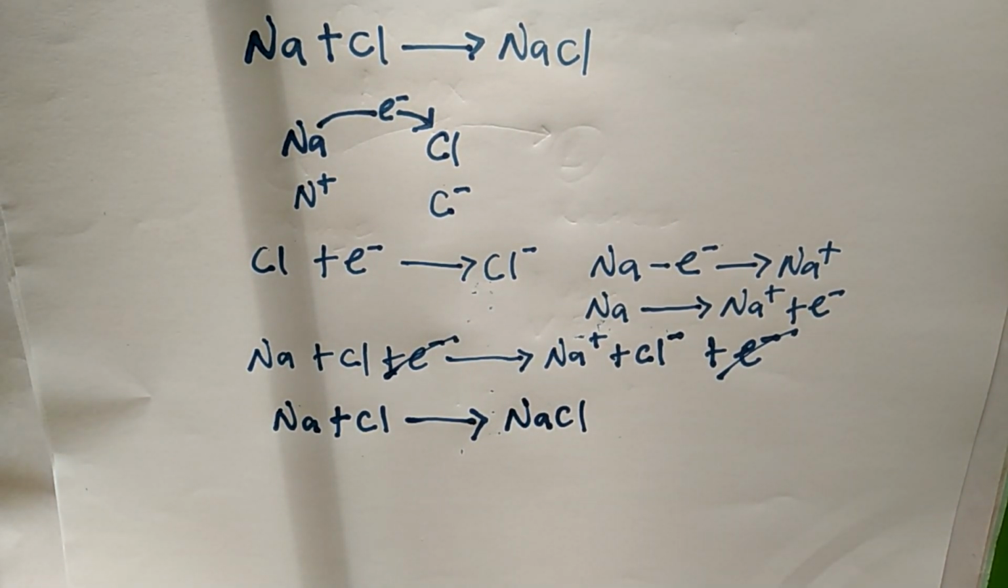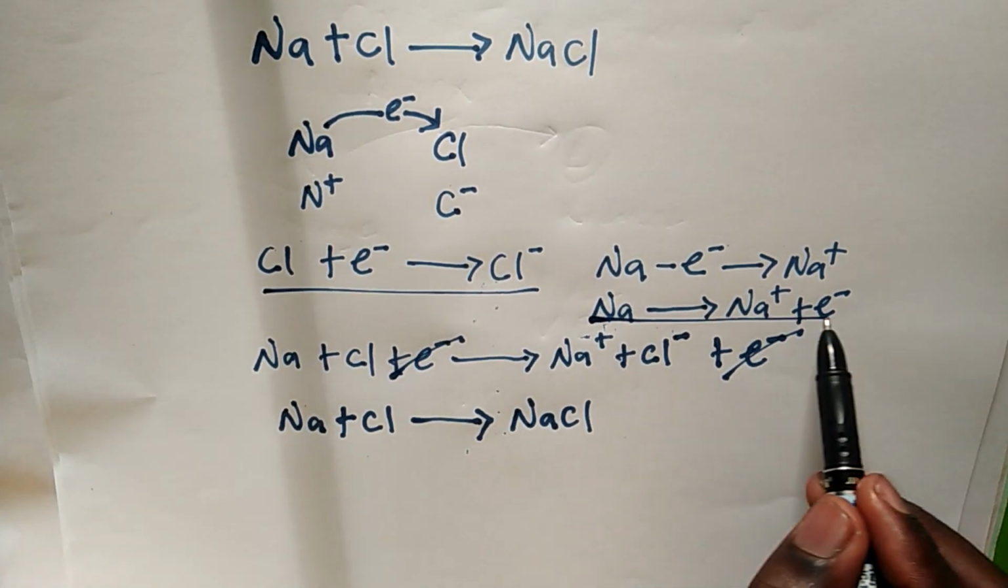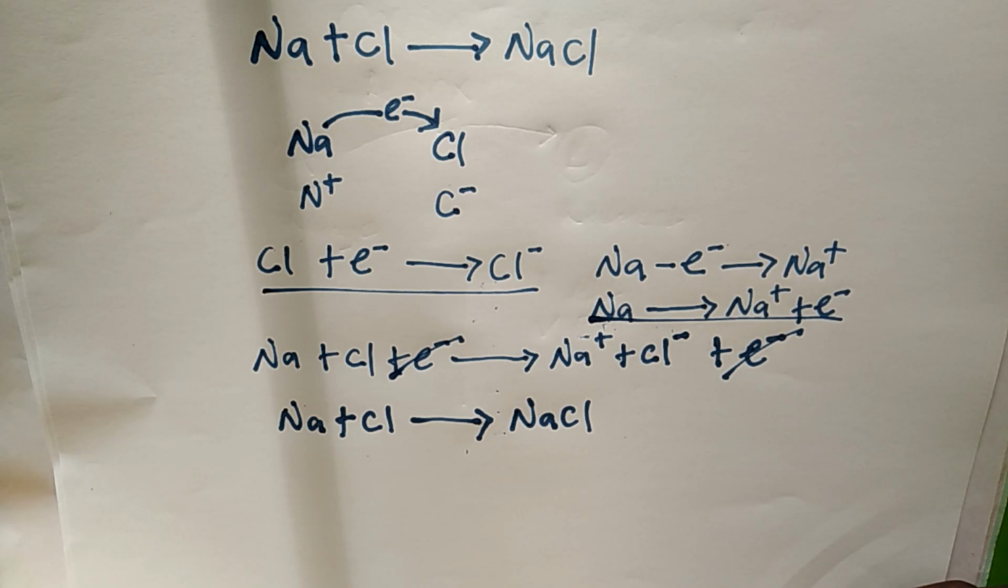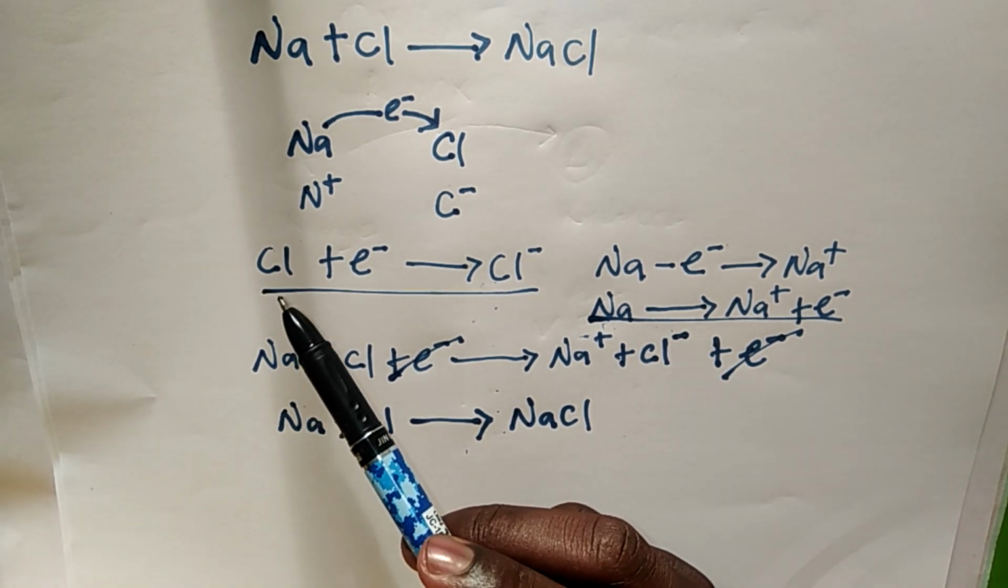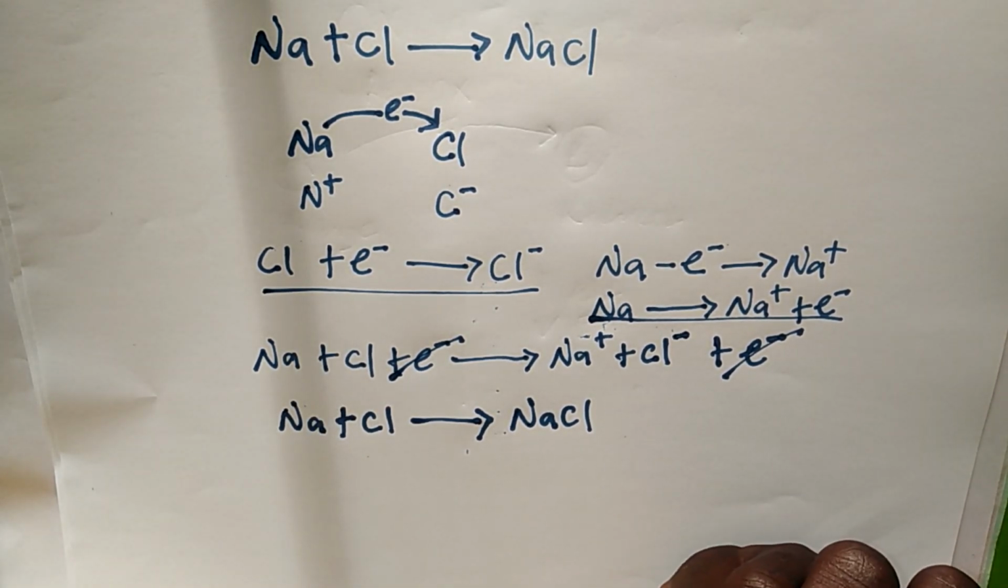So this is how you write down the redox reaction. For the half reactions, we know that this is a half reaction of reduction, and this is a half reaction of oxidation. Also take note that oxidation and reduction occur at the same time, because the very same time that chlorine is acquiring the electron is the same time that sodium is losing the electron. So immediately sodium loses the electron, chlorine acquires the electron. Both reduction and oxidation are occurring at the same time.